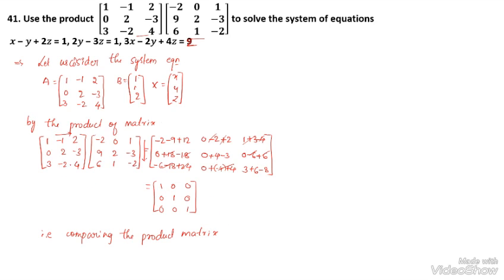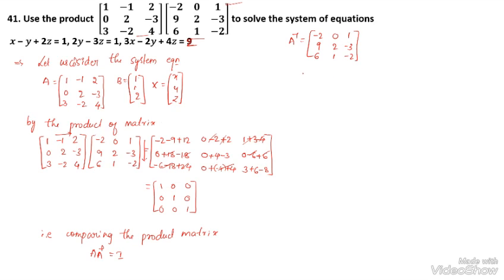Here, this matrix represents the A matrix. A into A inverse, you will get the identity matrix. So comparing the product matrix, we can write the result A into A inverse is equal to I. So we get, easily by taking the product, A inverse, that is minus 2, 0, 1, 9, 2, minus 3, 6, 1, minus 2. So we will get A inverse directly.